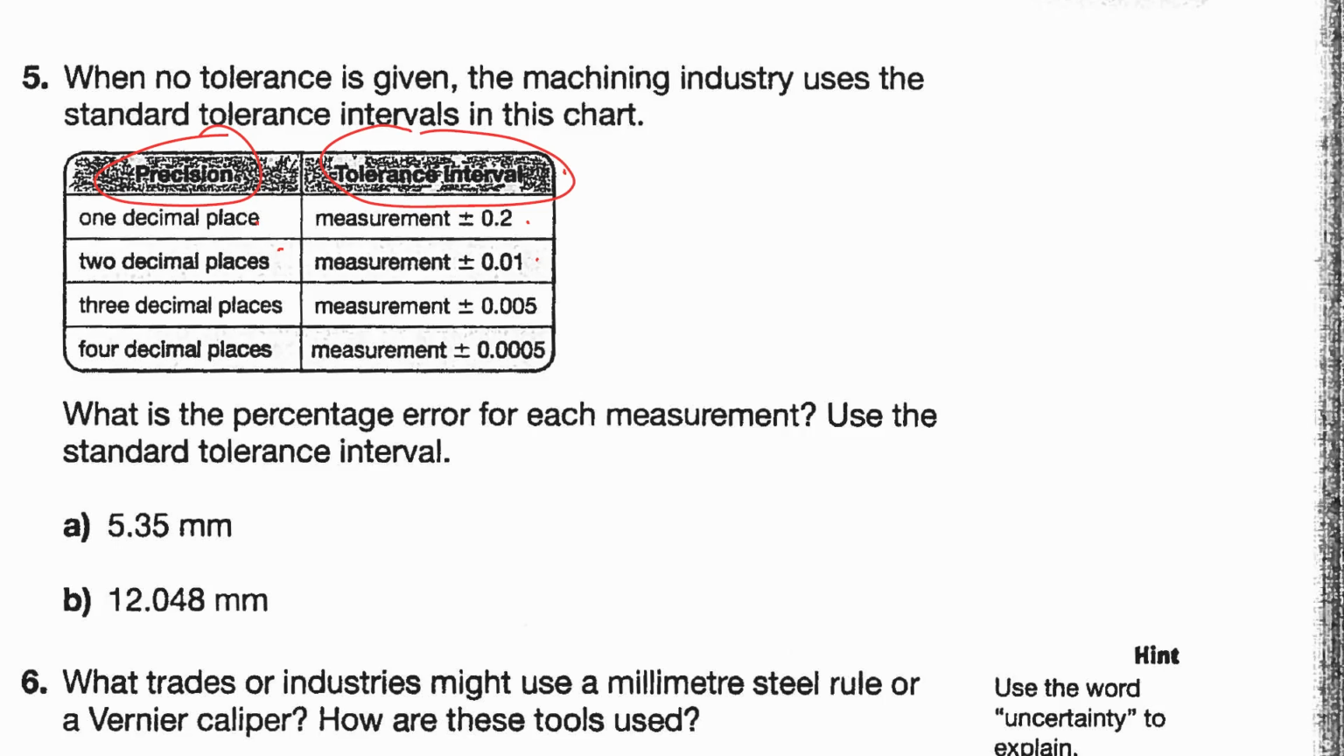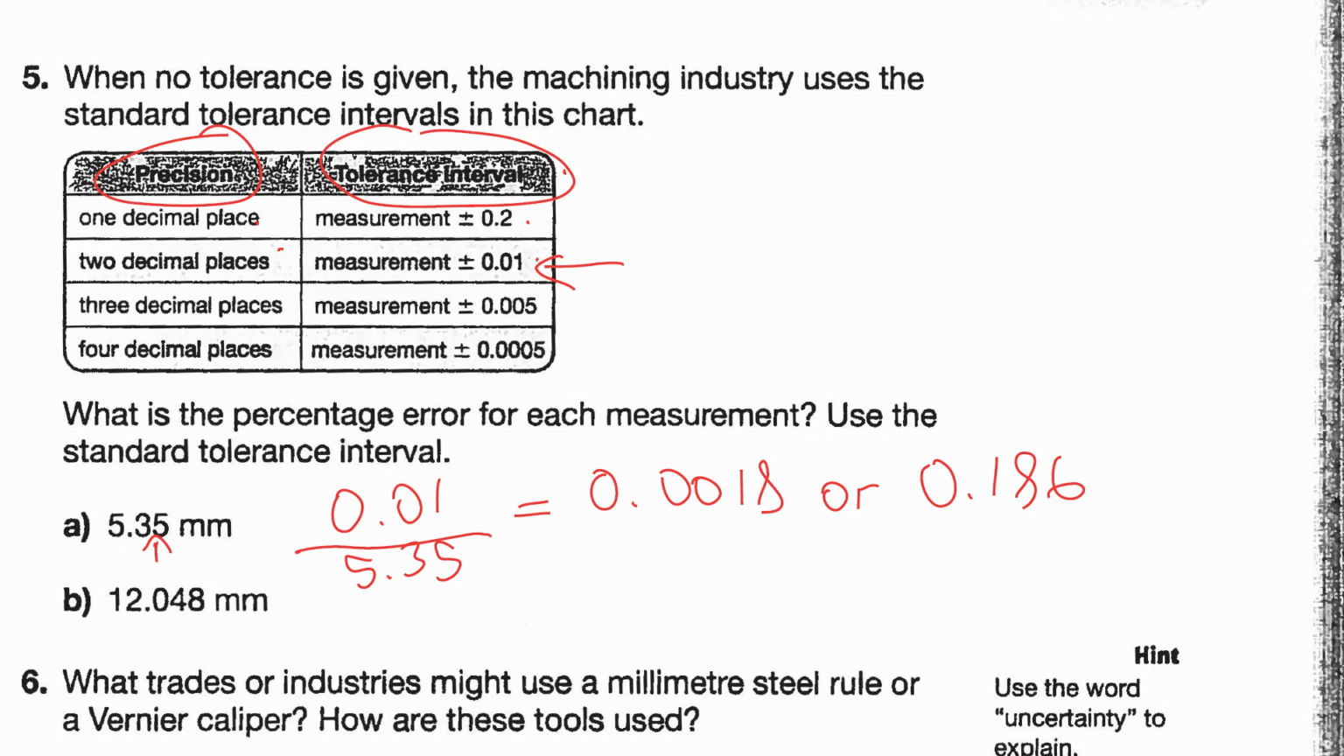All right. I'll do A. So we have, this is to 2 decimal places. So I'm adding a tolerance of plus or minus 0.01. So 0.01 over 5.35 equals 0.0018, which is how much percent? 0.18%, because I times by 100. You do this one. That's to 3 decimal places. Do the exact same thing here.